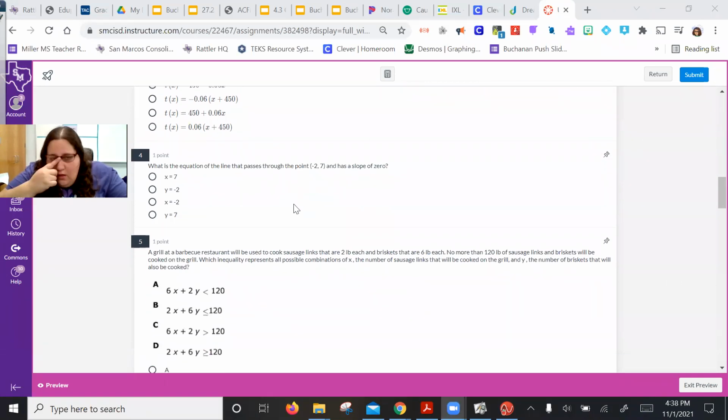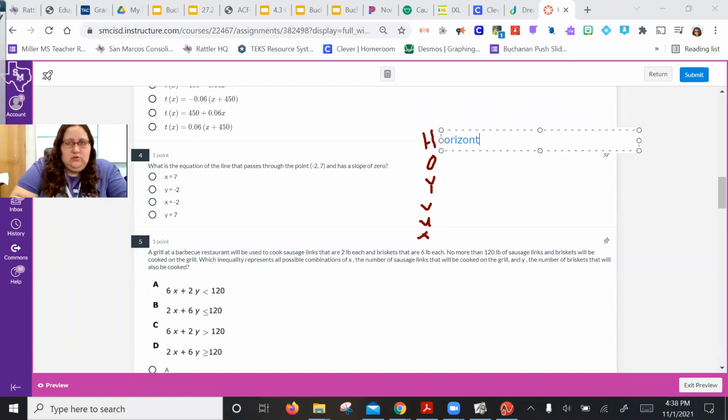Okay. What is the equation that passes through the point -2, 7 and has a 0 slope? This is where you use that nice little phrase, Hoy-Vux. And I'm actually going to type this. Horizontal line, 0 slope, y equals your y value.